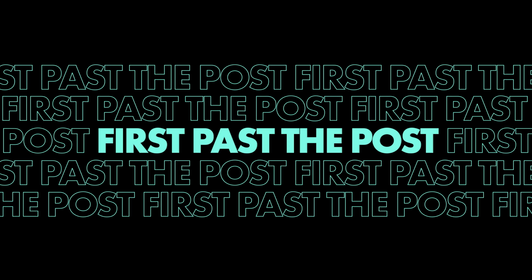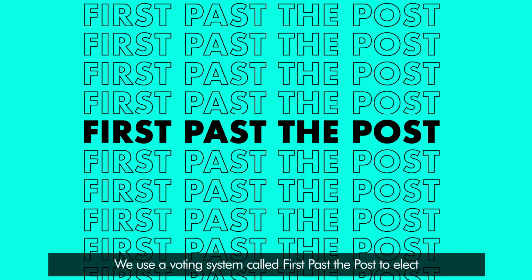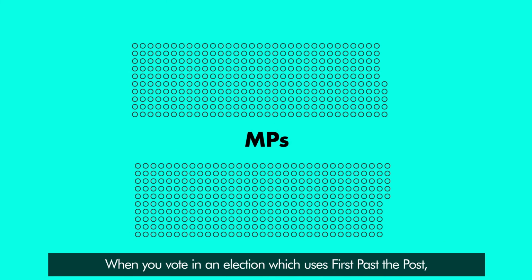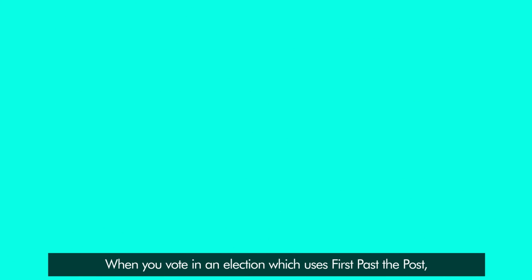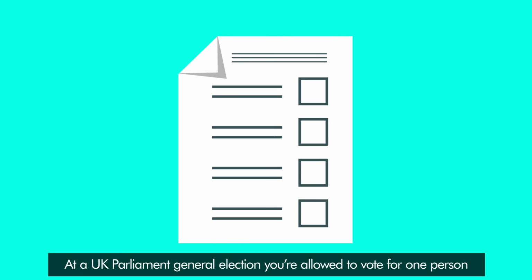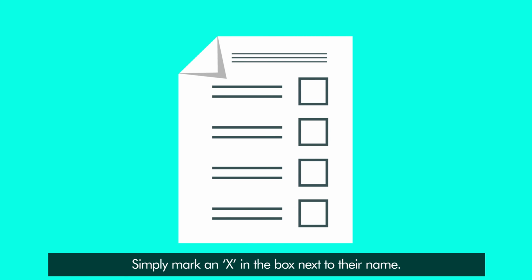First past the post. We use a voting system called First Past the Post to elect members of the UK Parliament, or MPs for short. When you vote in an election which uses First Past the Post, you'll be given one ballot paper. At a UK Parliament general election, you're allowed to vote for one person. Simply mark a cross in the box next to their name.